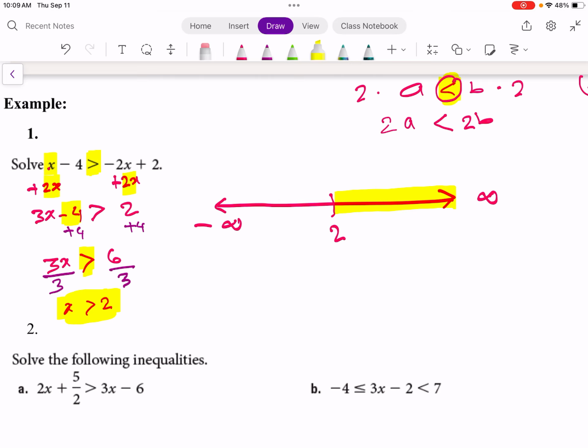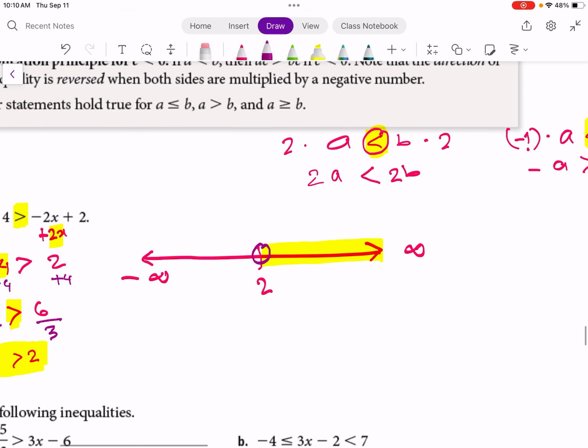Now, is x equals 2 a solution for this inequality? Here it is strictly greater than. Our solution is x has to be strictly greater than 2. There is no equals to sign. So strictly greater than 2 means 2 is not a solution. So we are excluding 2, which means it's an open circle at 2.